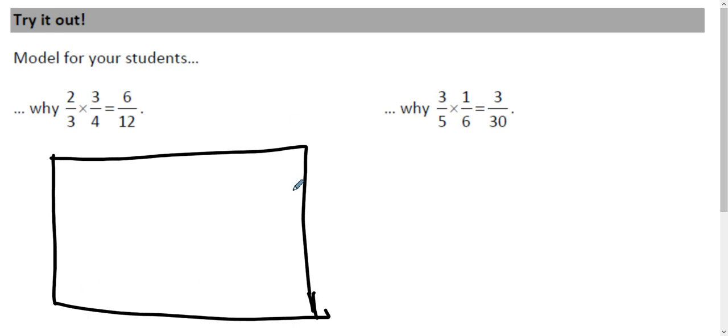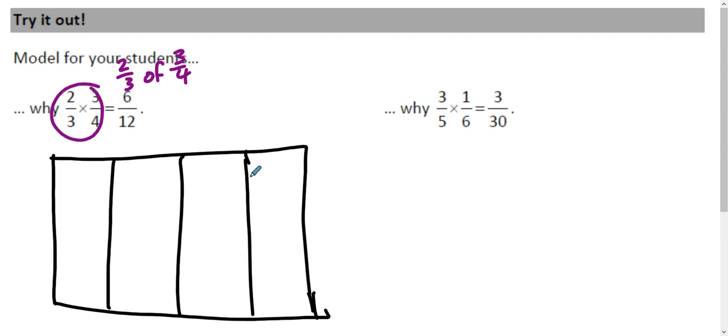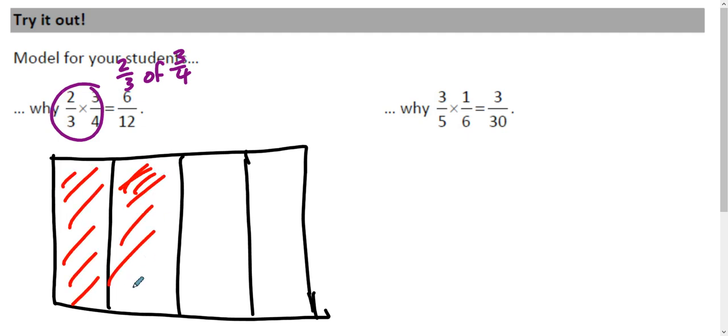So this rectangle represents 1 unit. So what does this mean? Well, this means 2/3 of 3/4. So if we're going to do 2/3 of 3/4, we had better know what 3/4 looks like. So here are fourths, and we want 3 of those fourths. Here's 1, here's 2, here's 3/4. We want 2/3 of those 3/4.